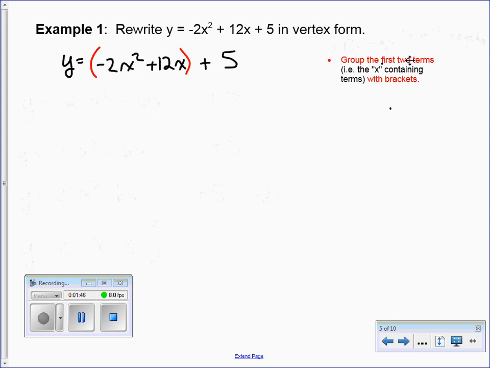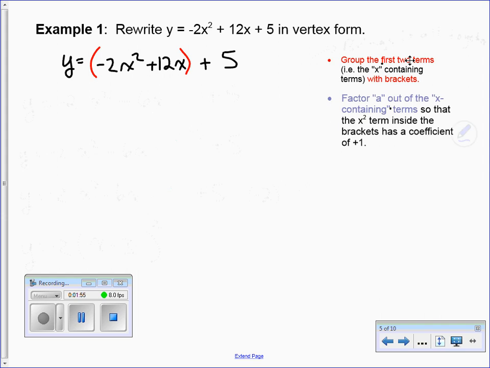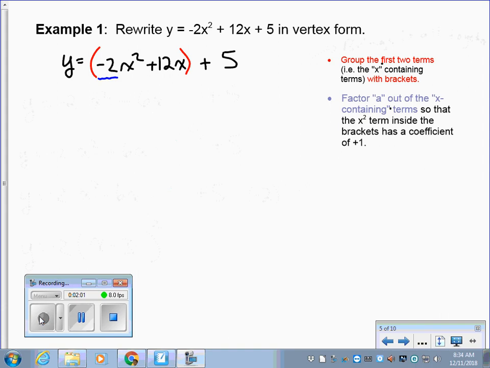The next thing we're going to do is factor out the a value that's sitting in front of this problem. So we're going to pull out the negative 2. In essence, we're just pulling out the biggest GCF we can. In the problems we do, there'll always be a GCF. Sometimes in more difficult problems, there won't be a nice divisor between the 2 x terms.